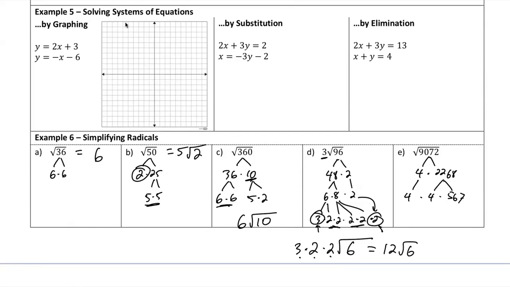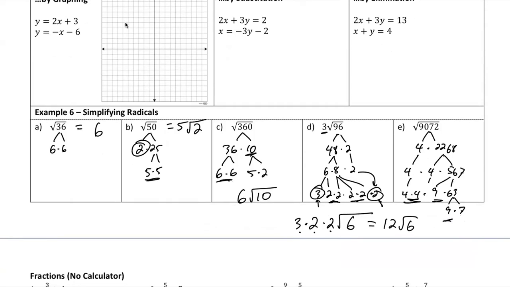If I divide that by 9, 567 divided by 9 is 63. There we go. We got 4 times 4 times 9 times 63. And then from there, 63 can break down again. That'll be 9 times 7. So what I have is a pair of 4s and a pair of 9s. Those are both going to come out. So it's going to be a 4 times 9 on the outside. 7 is going to be left over. So what I get is 36 radical 7.